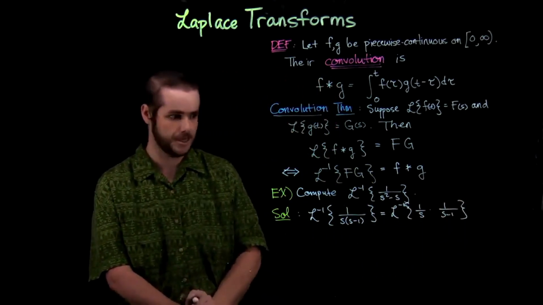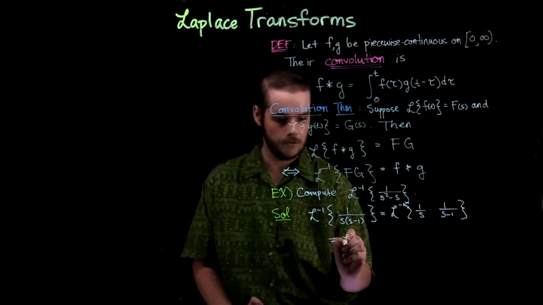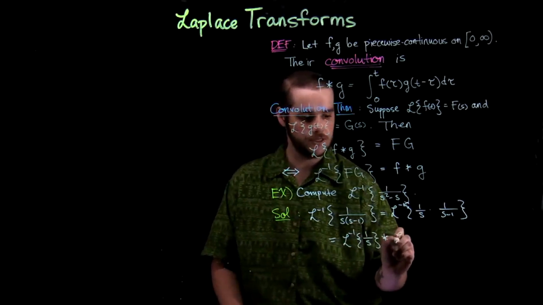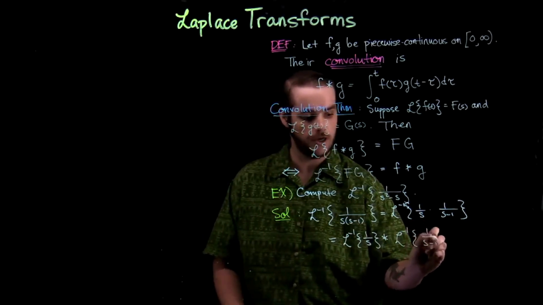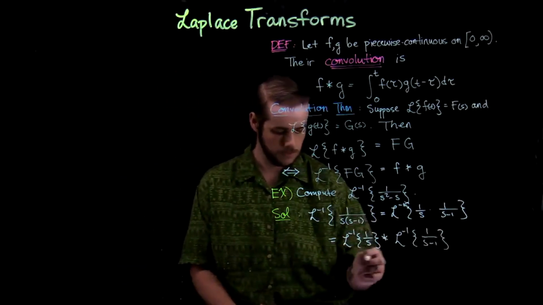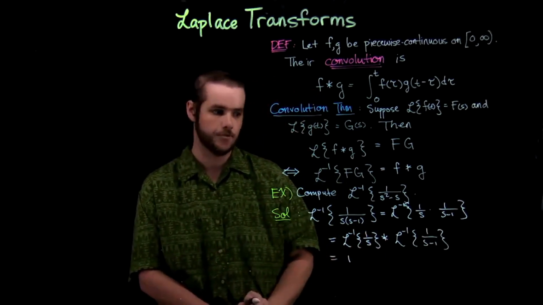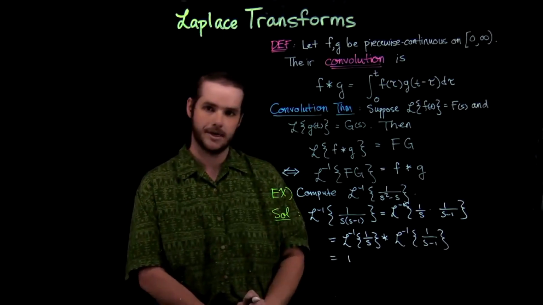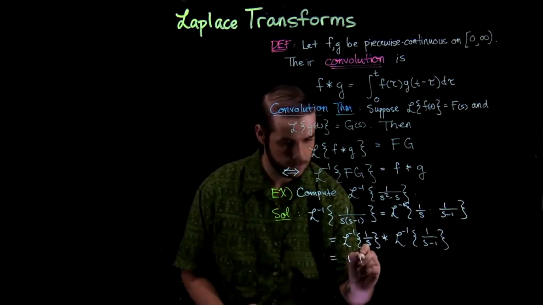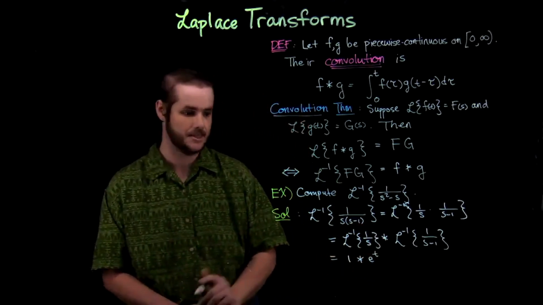And the convolution theorem tells me that I can split this inverse transform over multiplication, and I get that the inverse transform of 1 over s convolved with the inverse transform of 1 over s minus 1. And these are both transforms that I can find on a table. The inverse transform of 1 over s is just 1. And the inverse transform of 1 over s minus 1 is, well, 1 times e to the t, if I use my translation. So at the end of the day, this is just 1 convolved with e to the t.